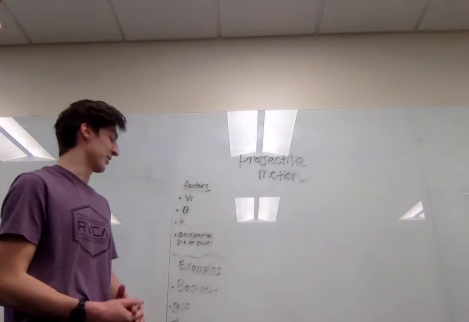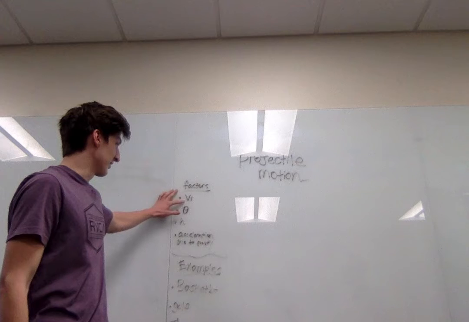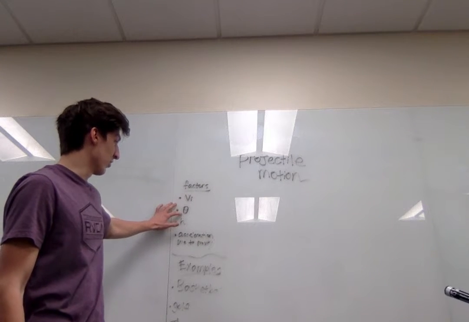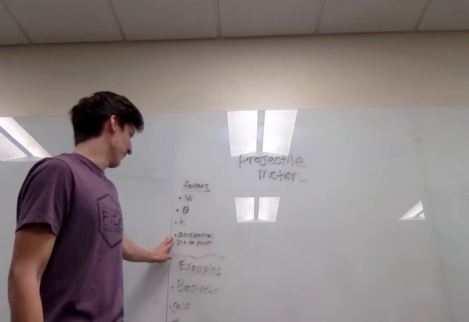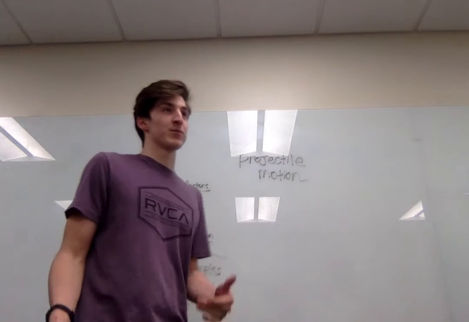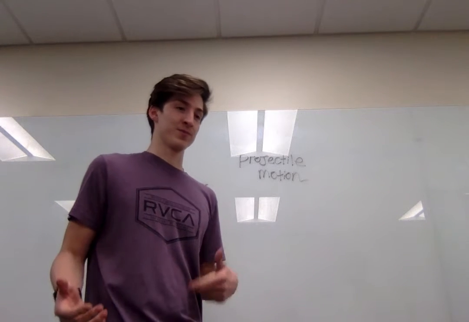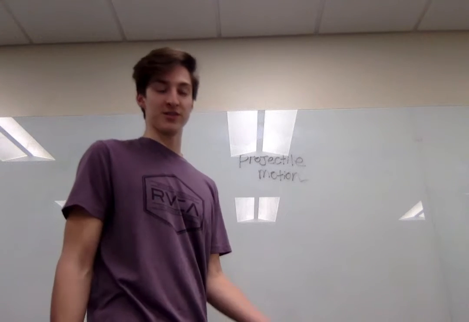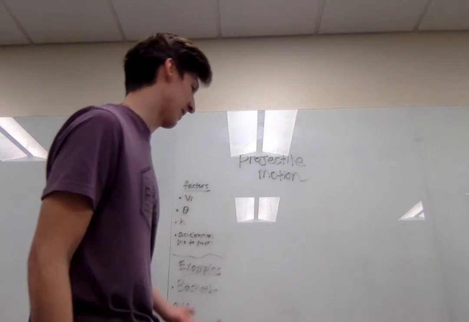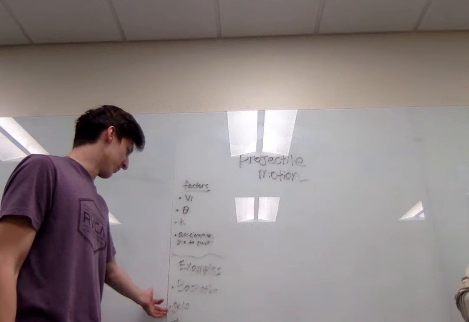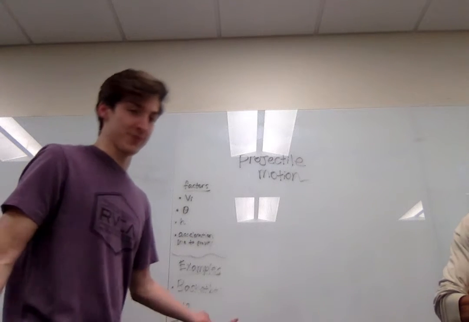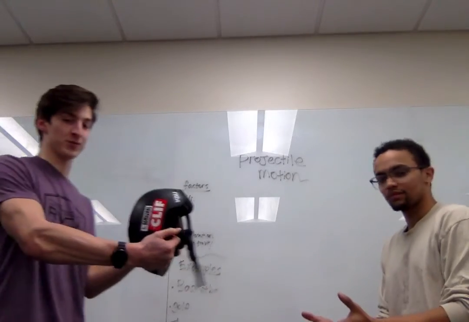But there are key factors that influence it, such as the initial launch velocity, the launch angle, the height, and the acceleration due to gravity. And so these projectile motion ideas occur in everyday life whether we realize it or not. Some examples would easily be sports, basketball, golf, or anything where you're throwing something. So take this for example.